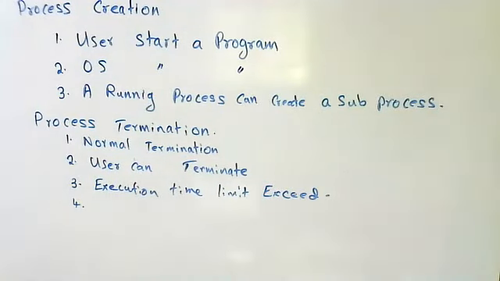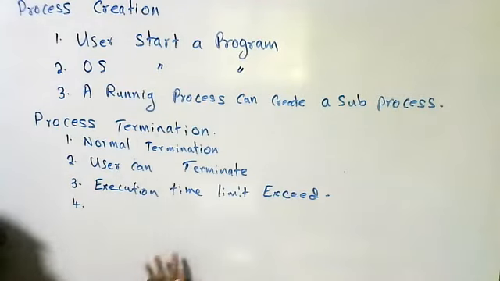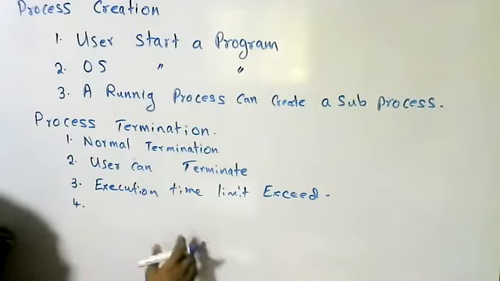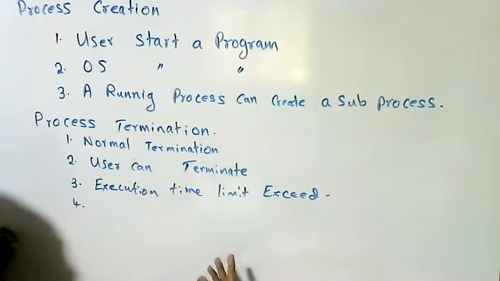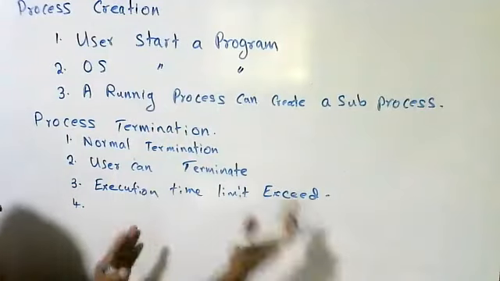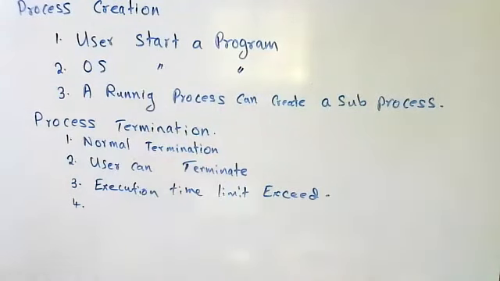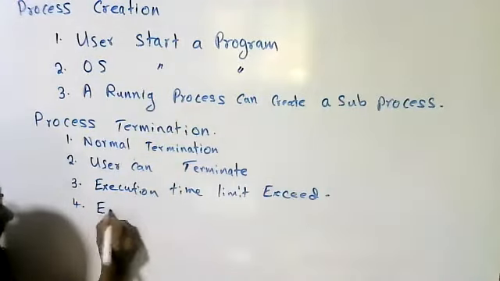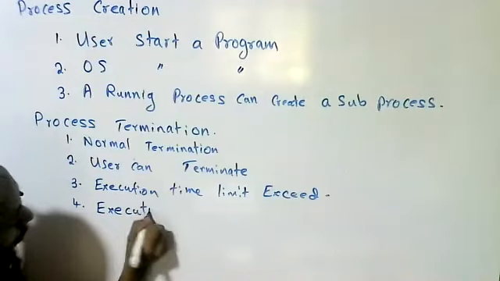Next way, execution error occurred. For example, we are using PowerPoint. If an error occurred there, automatically it will be closed. Automatically that window will be closed. After a while, automatically it closed. So that is called execution error. If execution error occurred, the process can terminate.